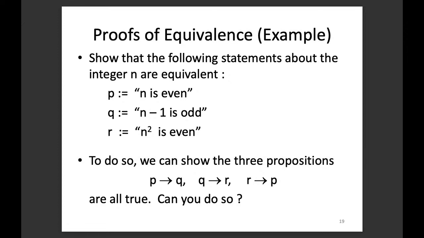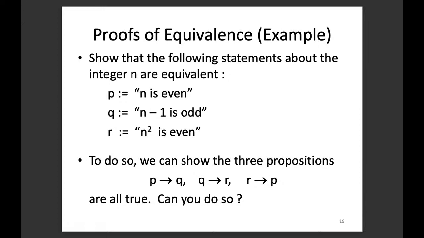Here we want to show that we have three statements P, Q, R, and we want to show that any two of them are equivalent to each other. The first one, P, says that n is even, Q says that n minus 1 is odd, and R says that n squared is even. Now, what we are claiming here is that they are equivalent.